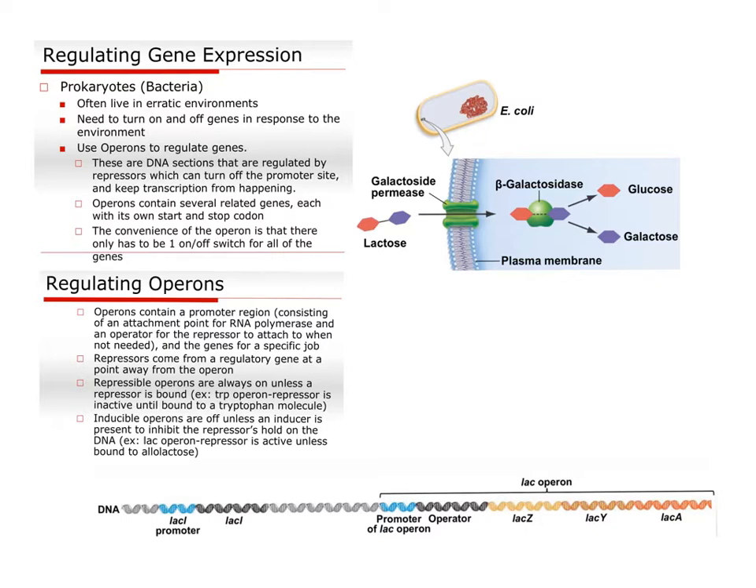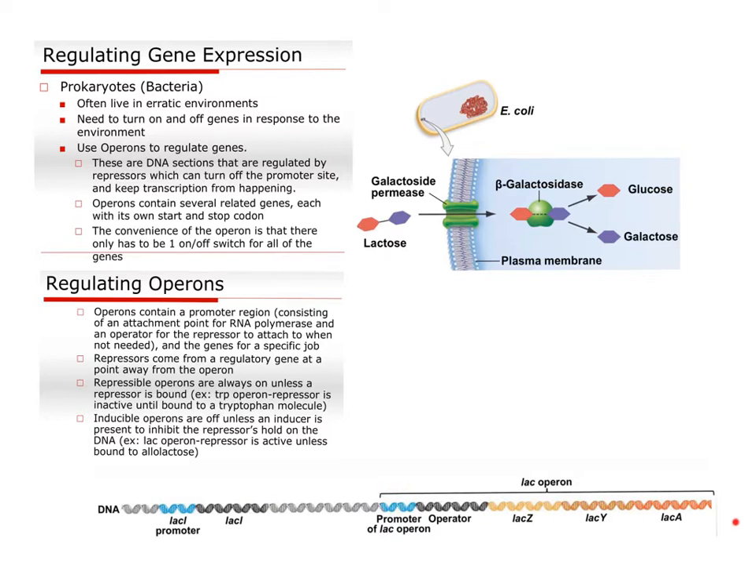And so what happens is essentially genes that control the regulation of beta-galactosidase are packaged into these operons. And oftentimes you would have several related genes together within the same operon. And then there's one on-off switch as part of that operon. So to regulate the operon, what you have is a promoter region.